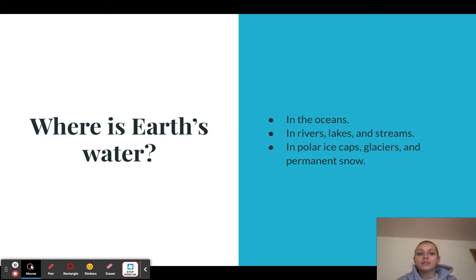Where is Earth's water? 96% of Earth's water can be found in the ocean, 1.7% of Earth's water can be found in rivers, lakes, and streams, and 1.7% of Earth's water can be found in polar ice caps, glaciers, and permanent snow.